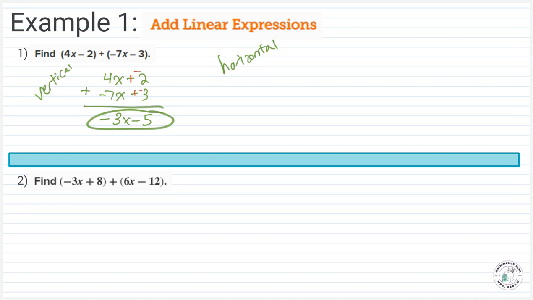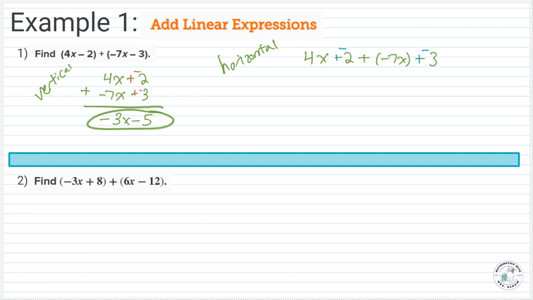So with the horizontal method, essentially you can just drop the parentheses. So we can write this as 4x minus 2 plus negative 7x and then minus 3. And I say we drop parentheses, but I did put parentheses back around the negative 7x just to make sure I'm not losing track of that. And then I will clean this up by writing this as plus negative, so that way I don't lose track of those negative signs. And then it just goes back to simplifying expressions.